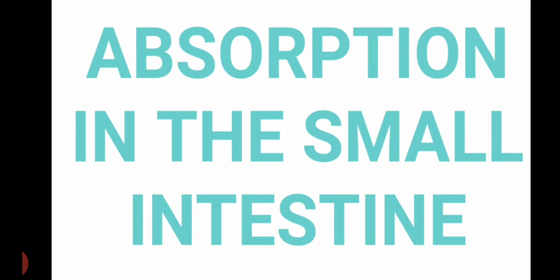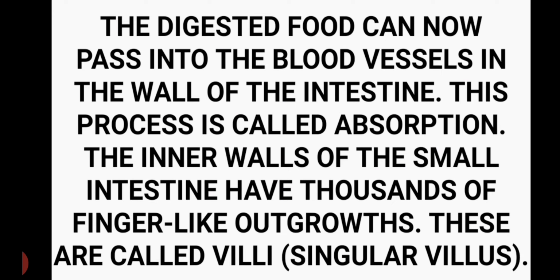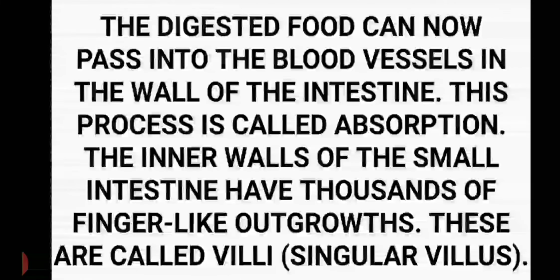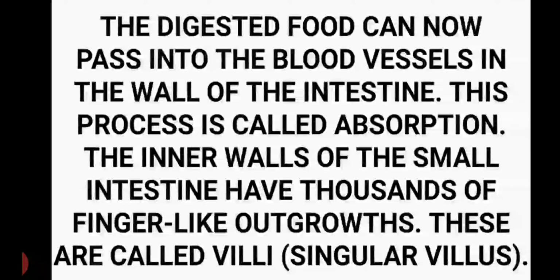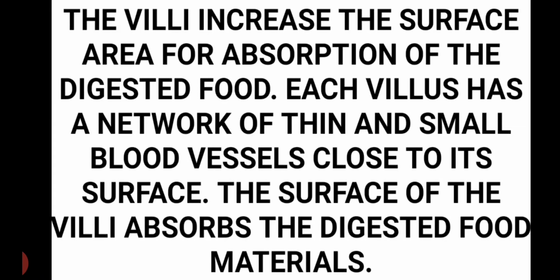Now, how does absorption occur in the small intestine? The digested food can now pass into the blood vessels in the wall of the small intestine. This process is called absorption. That means when the digested food is absorbed by the blood vessels, it is called absorption. The inner wall of the small intestine has thousands of finger-like outgrowths, and these are known as villi. These villi increase the surface area of absorption for the digested food.